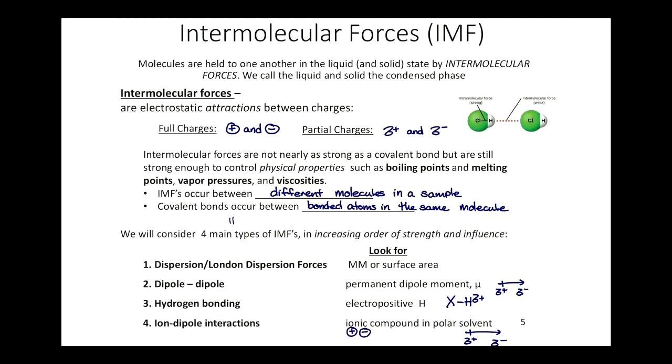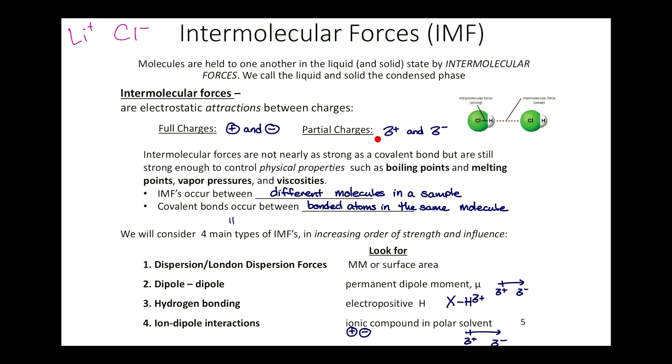We can have different kinds. We can have an electrostatic attraction between full charges. So something like lithium plus and chloride minus. A cation is attracted to an anion, but these are full-blown charges. Chloride is a full negative one. Lithium is a full positive one. Those are full charges.